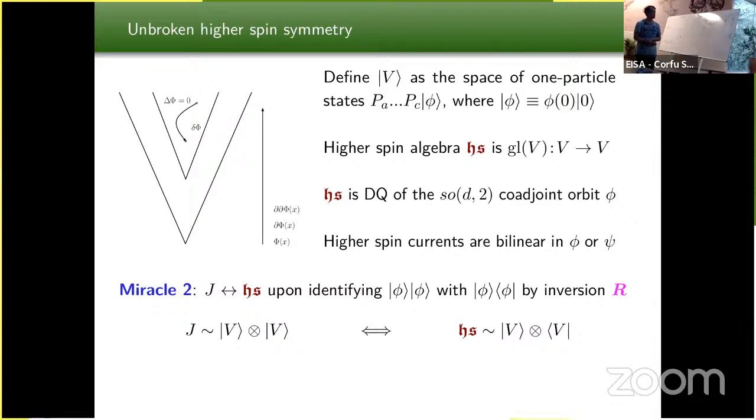And remembering that high spin currents are bilinear in these fundamental fields, there is another miracle that, while currents being in the tensor product of V with V, they're almost isomorphic to high spin algebra, which are maps from V to V. So this plays some special role later, but you need to learn how to map bra to ket, and okay, that's done with inversion map.